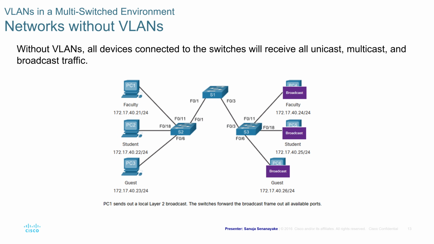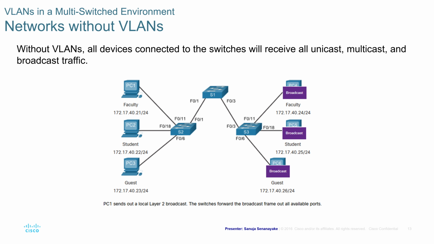Network without VLANs. If you have a network without VLANs, all devices connected to the switches will receive all unicast, multicast, and broadcast traffic. Remember, I quickly went over that information, so that piece of information is very important in understanding VLANs. If somebody asks you why you should even use VLANs, right?